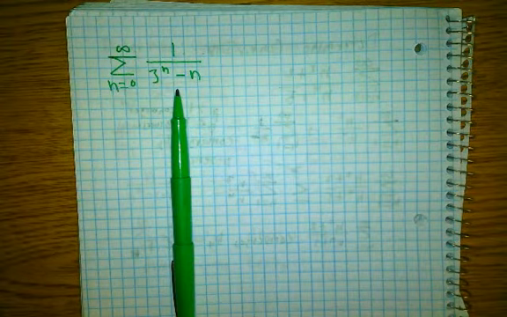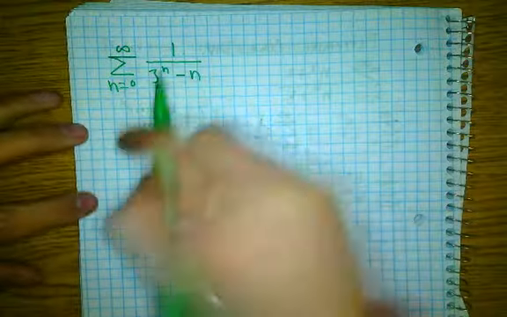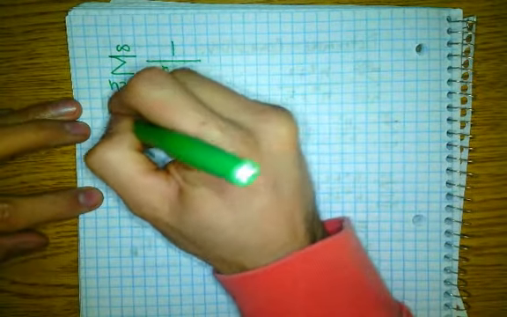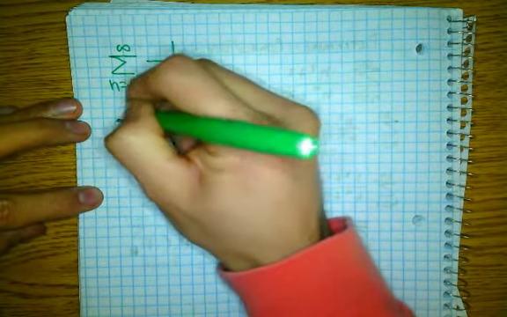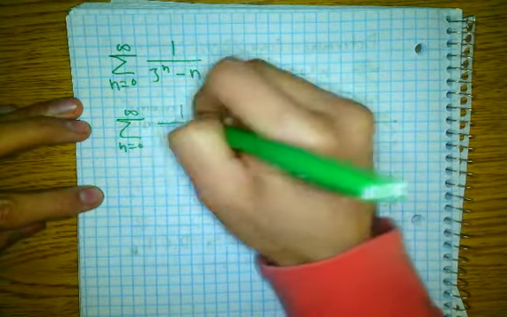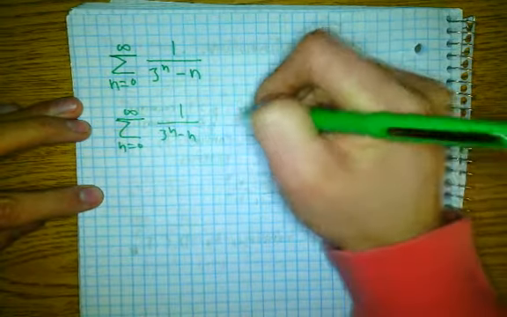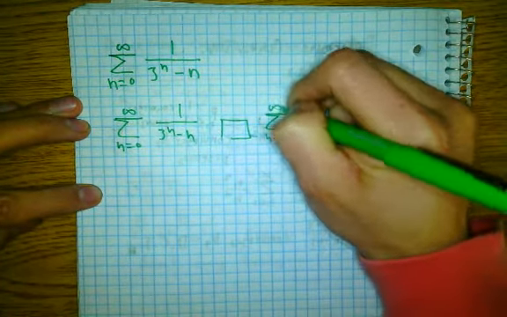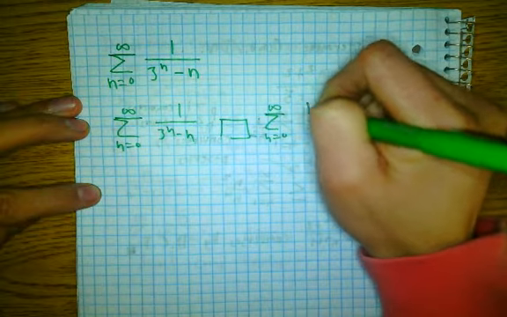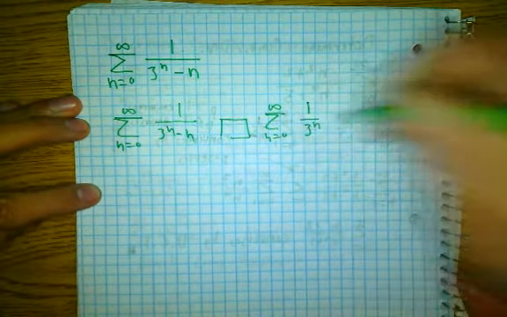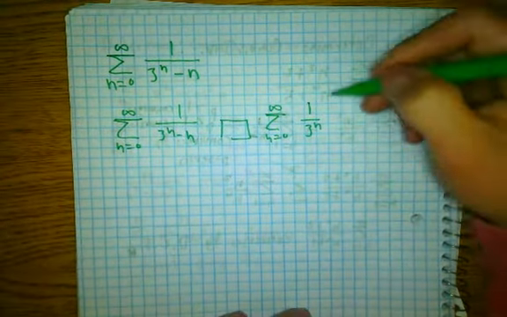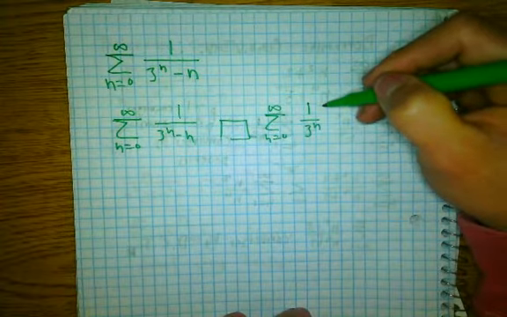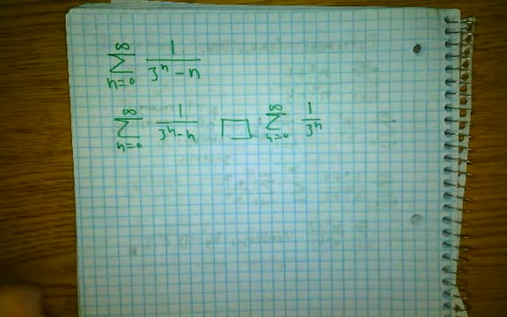But the question is, if we do compare this series right here versus the series 1 over 3 to the n, which again we've already done, this is geometric and it converges. Which one's bigger?